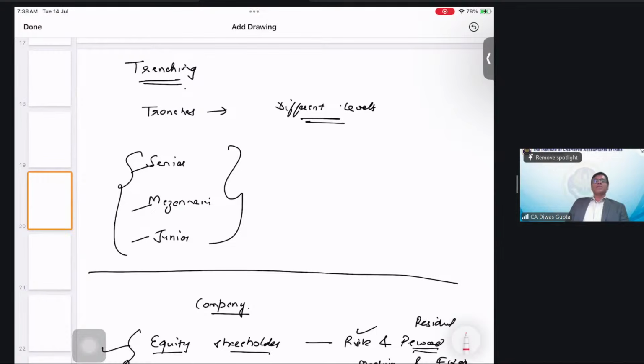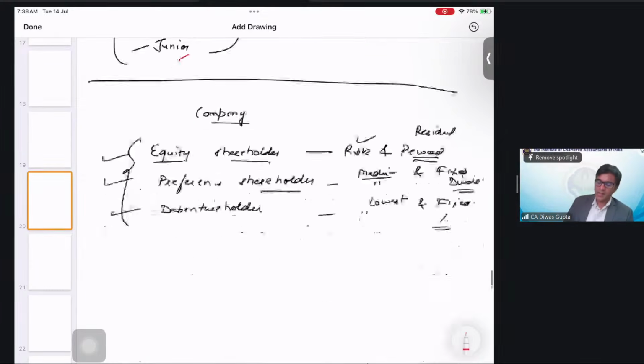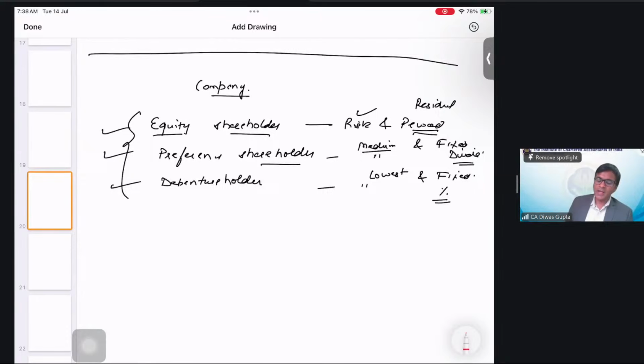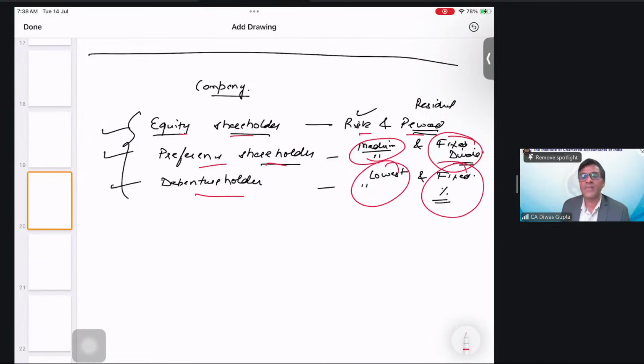So as we discussed, students, tranching. Tranches means different levels of what? Senior, mezzanine, and junior. These are the three different levels. For example, preference shares, equity shares, and debentures for you to understand. So as I discussed already, a company has equity shareholders for which there is a risk and reward, right? Preference shareholders, there is a medium risk and there is a fixed dividend. Debenture holders, there is the lowest risk and there is a fixed percentage, right?